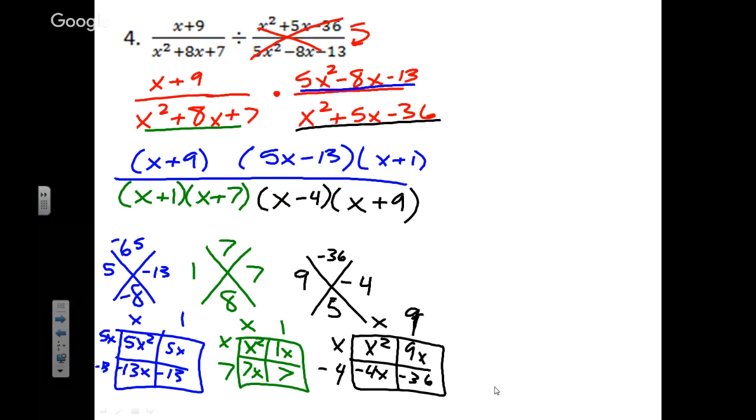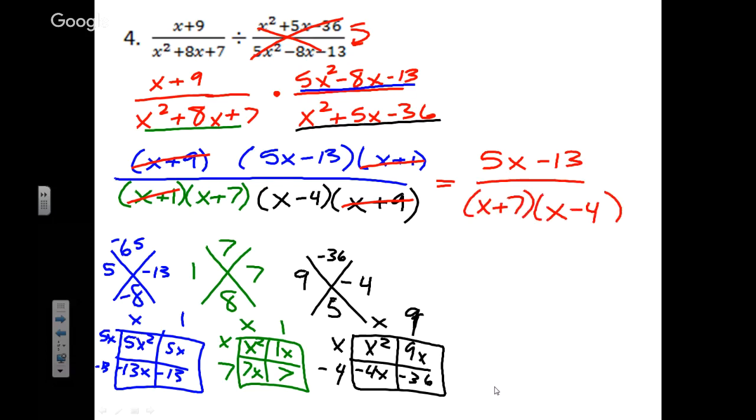Okay, and again, now we have everything factored. We're going to just cancel out anything that has a match with the top and the bottom. So x plus 9 has a partner, x plus 9. So the final answer here is 5x minus 13 over x plus 7, x minus 4.